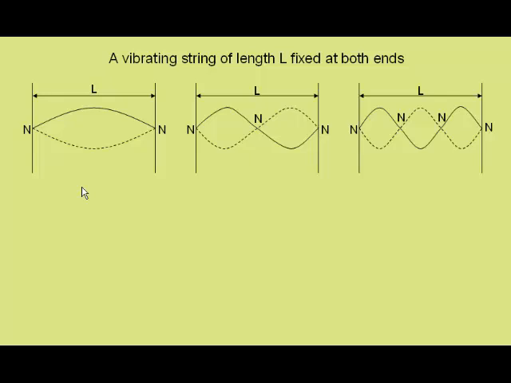This is the lowest frequency the string can possibly vibrate at. We call it the fundamental frequency. We can also call it the first harmonic. This is the second frequency the string can vibrate at, and we call it the second harmonic. But we can also call this the first overtone.